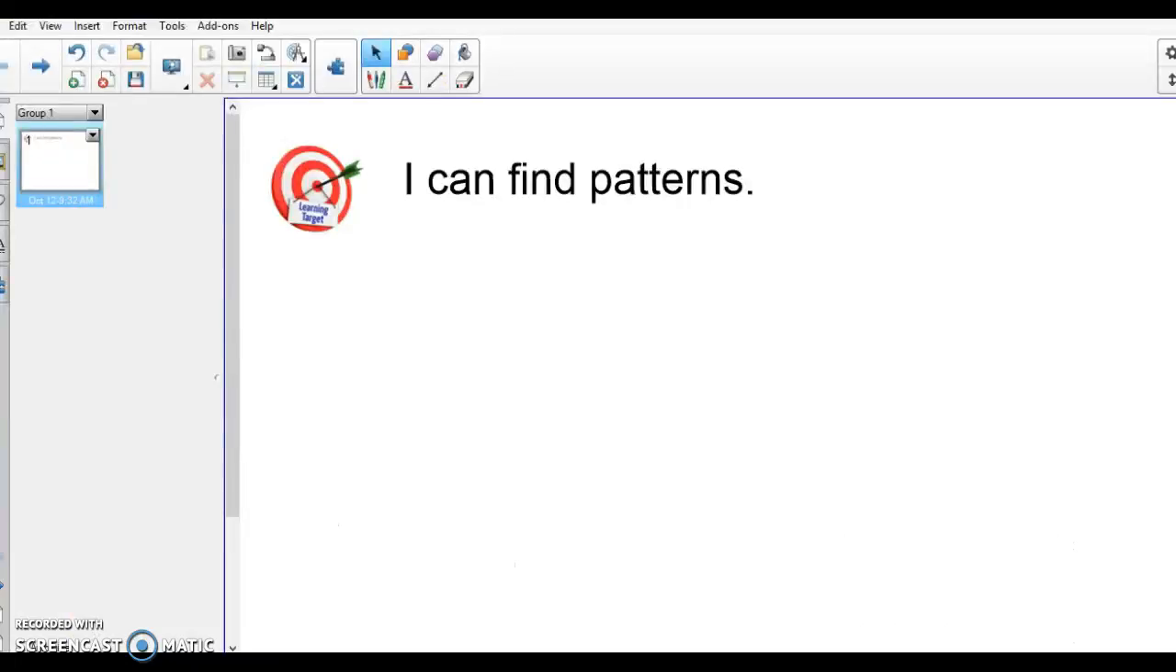Let's take a look at our learning target. Today's learning target is I can find patterns.